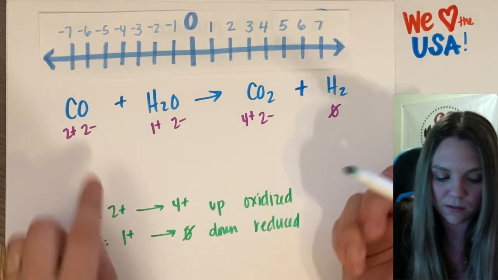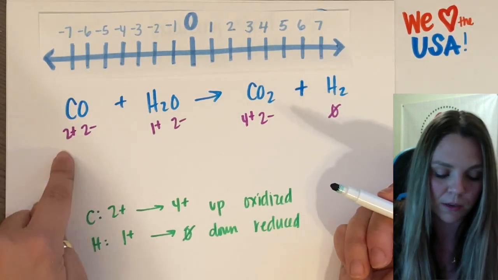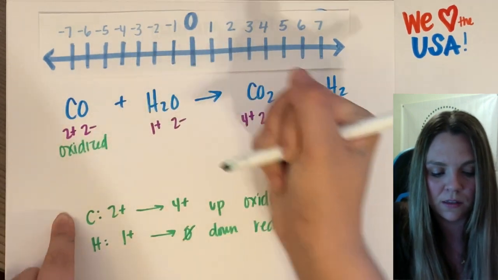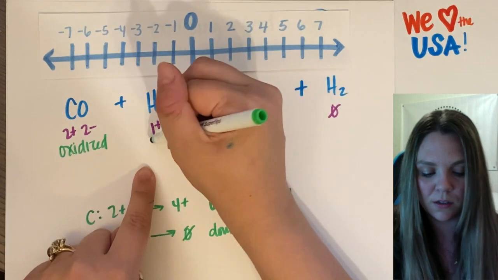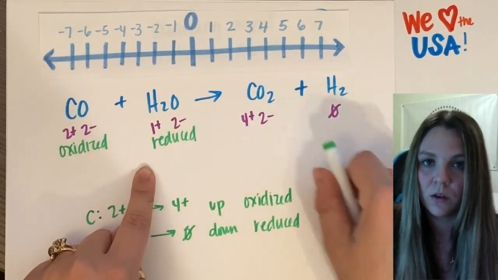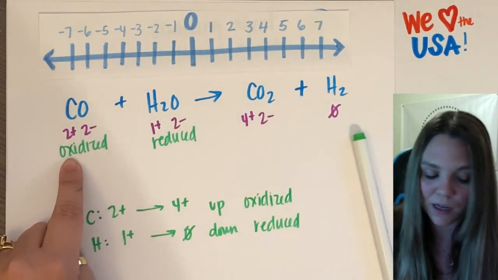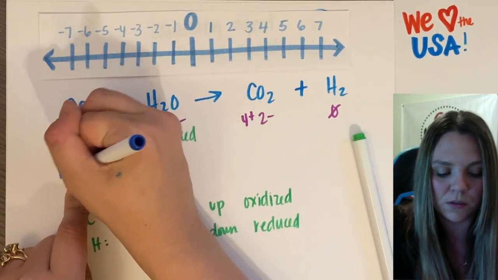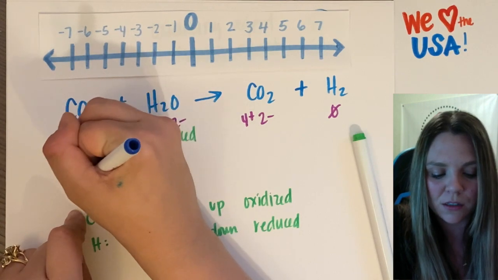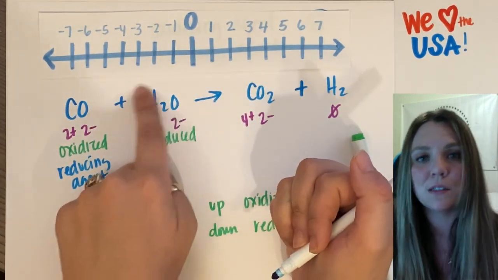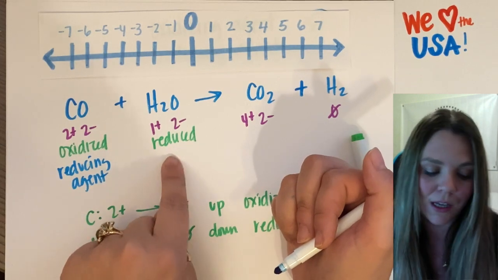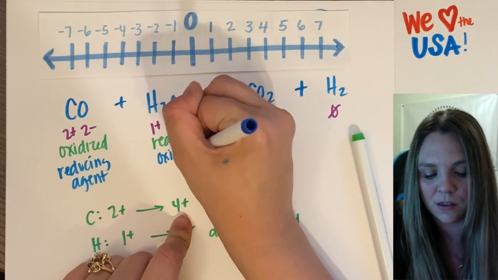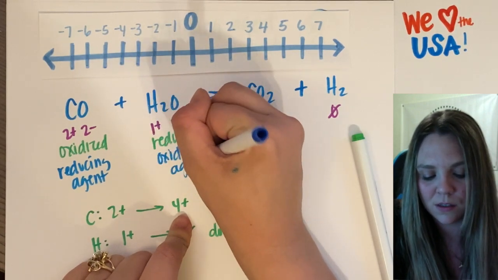So I would write out that the compound that had carbon in it, carbon monoxide, oxidized. The compound that had hydrogen in it, reduced. Which then means, since carbon monoxide was oxidized, it forced the other guy to get reduced. So he's the reducing agent. Since water got reduced, he forces carbon monoxide to get oxidized. So he is the oxidizing agent. Ugh, we hate it.